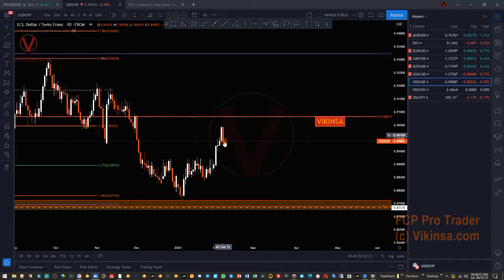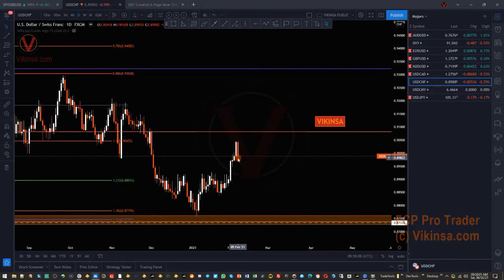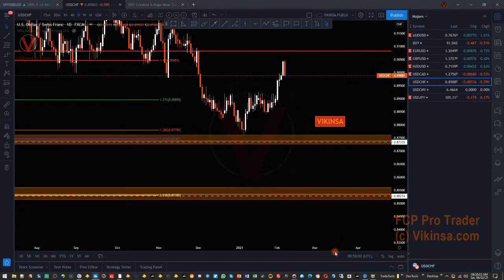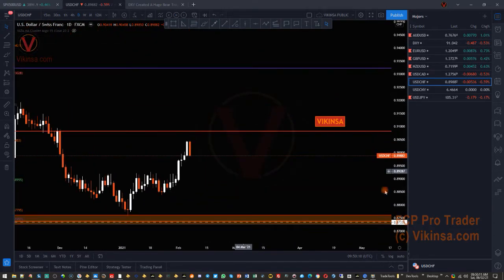The main thing is that it must not go beyond this zone, because if it goes beyond this zone, then this will not be a corrective structure. This will become an impulsive structure, and that means the market can come back down into the lower zone that we have. So this analysis is still intact here.